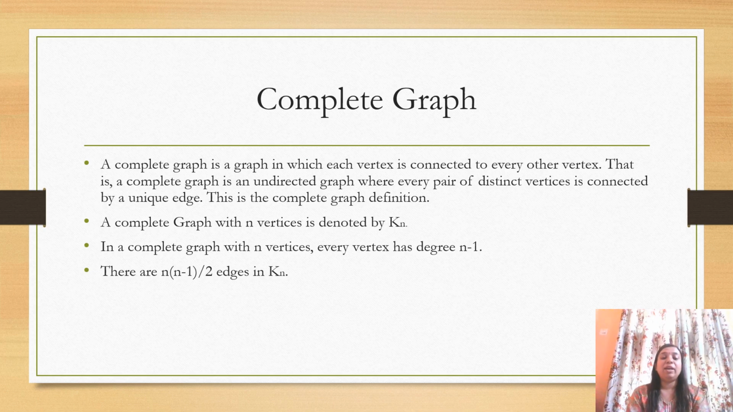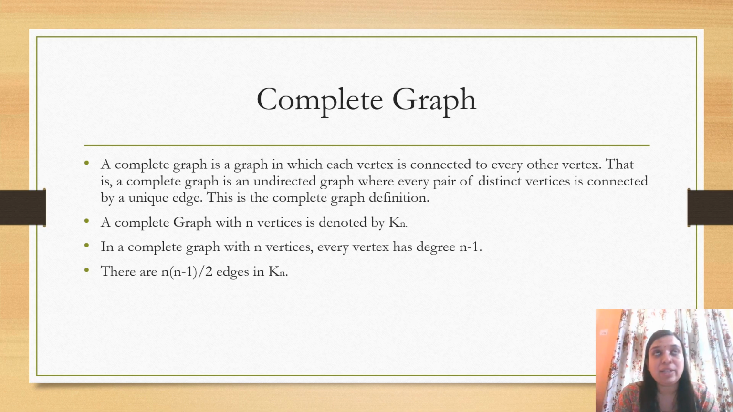Moving on, we define another thing which is a complete graph. So what is a complete graph? A complete graph is a graph in which every vertex is connected to every other vertex. So that means between every pair of vertices of the graph there is an edge, right? So this is the complete graph definition. And we denote a complete graph of n vertices by Kn.